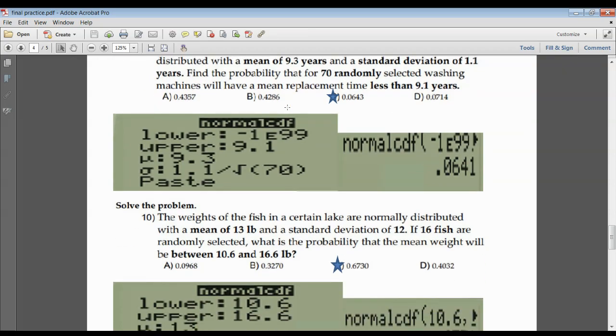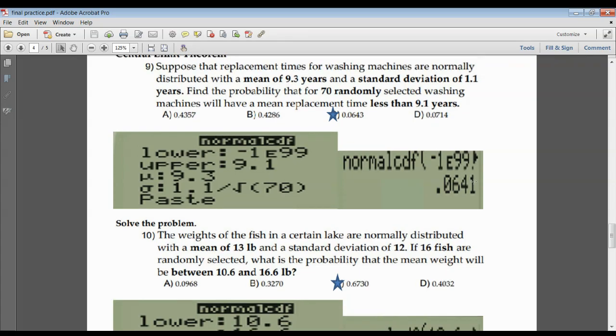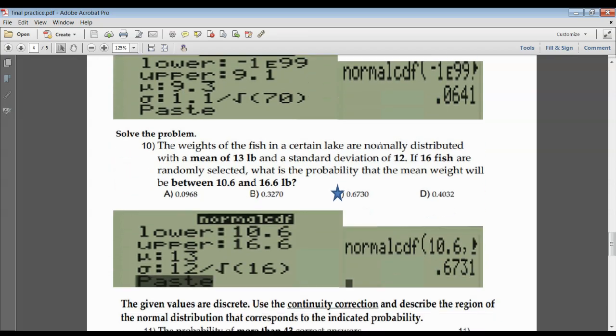So central limit theorem, you know that you have to adjust the standard deviation. The reason is everything is a little closer together. The standard deviation becomes smaller. You make it smaller by taking the original one and dividing by the square root of how many, your n value, in this case 70 different washing machines. Little discrepancy here, but not much, 0.0641. Correct answer, 0.0643. You're off by 2/10,000ths. We can live with that.